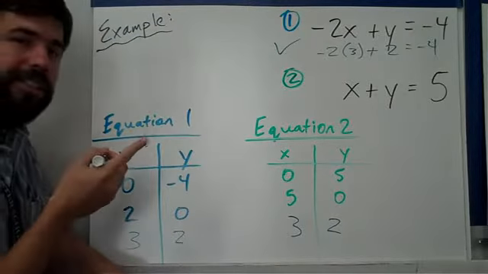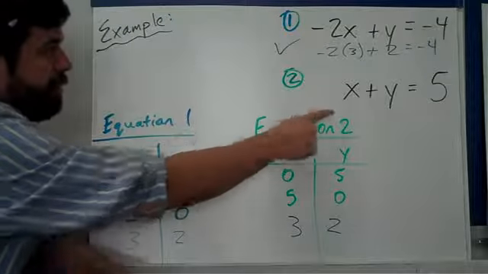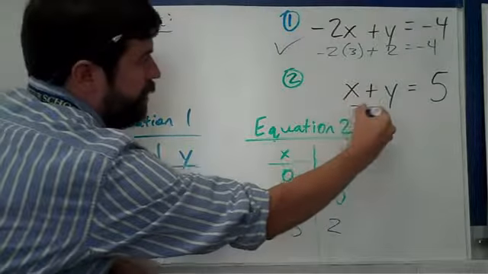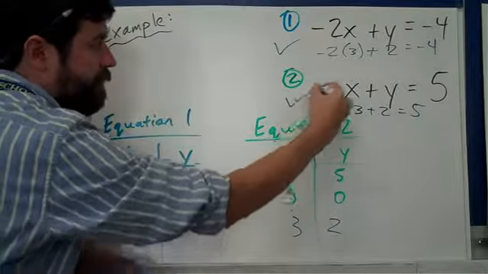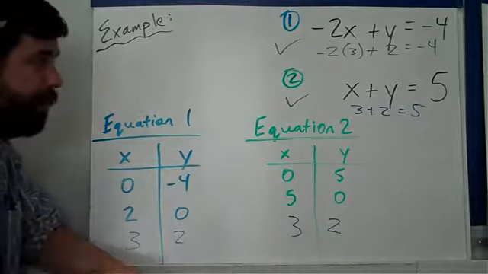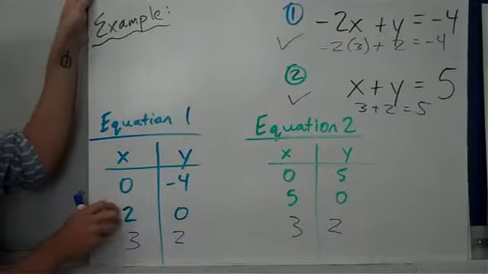Now, it doesn't just work for the first equation. It works for both equations. So let's make sure it works for this one. 3 plus 2 equals 5. And it does. It works for the first one and the second one. So that is our solution, 3, 2.